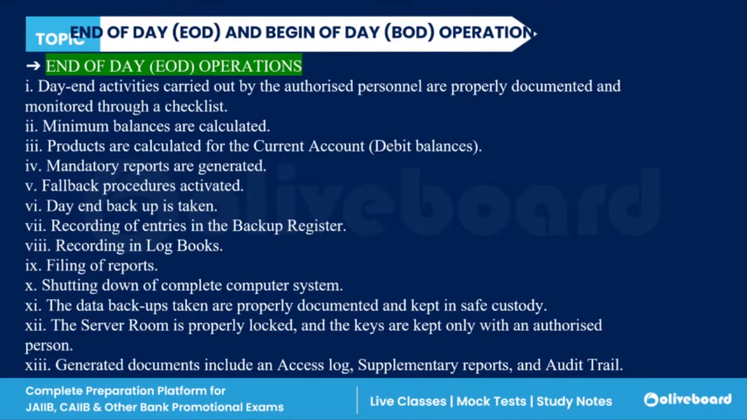Now, end of the day operation. These are some of the activities which you have to do when you are ending the day. If you are ending the day, what are the transactions that you have to do at the end of the day? First of all, day end activities are carried out by authorized personnel, properly documented and monitored through a checklist, right? So there should be authorized personnel first of all, and the documentation should be properly monitored and documented through a checklist.